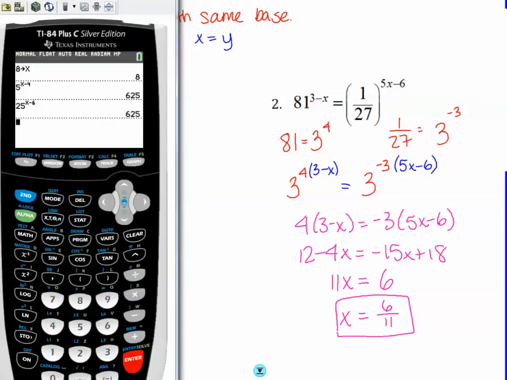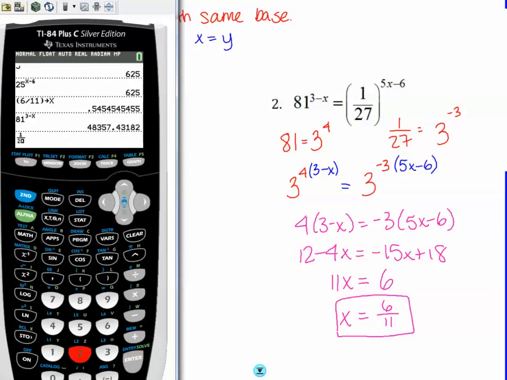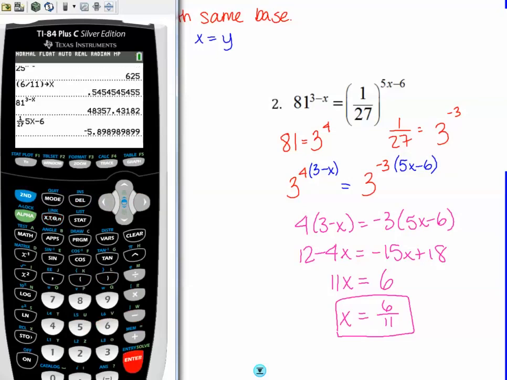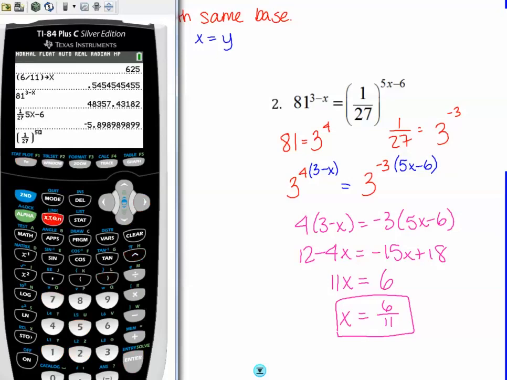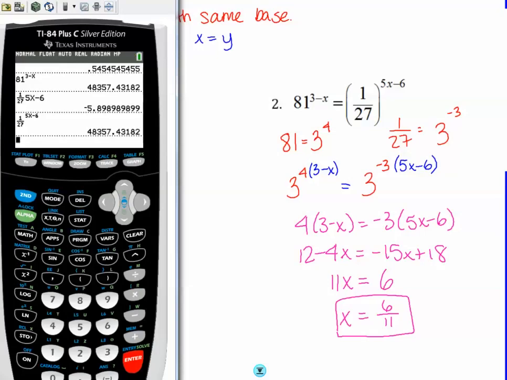Again, if you want to check your answer, you can use the store button. So if we have 6 over 11 store for x, 81 to the 3 minus x power gives us that decimal, and 1 over 27, I should put this in parentheses, to the 5x minus 6 power. There we go. So that gives us the same decimal for both sides.